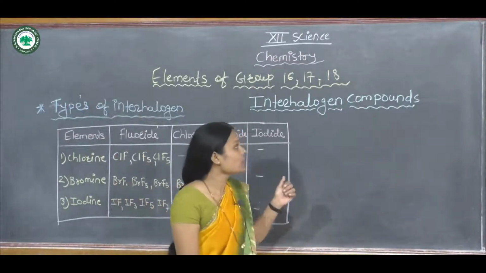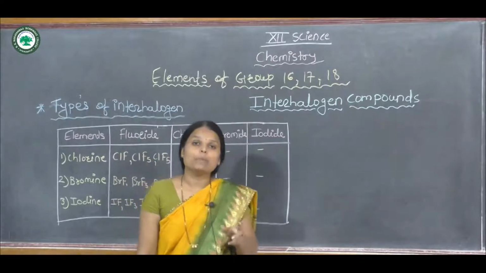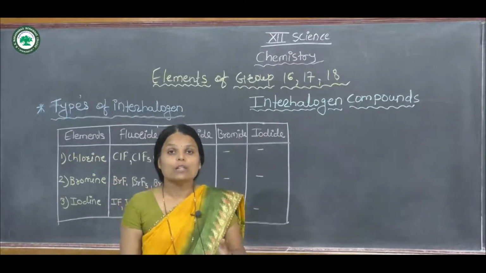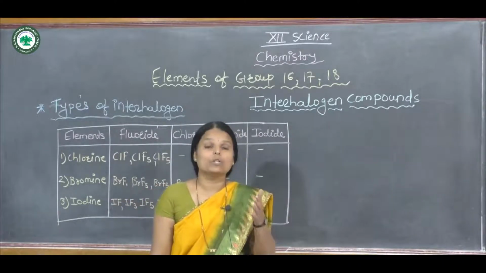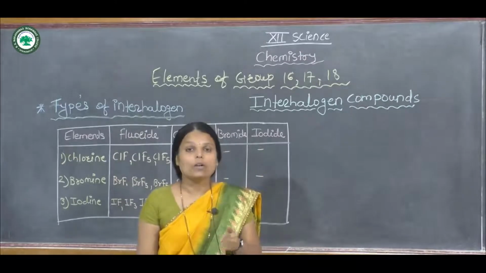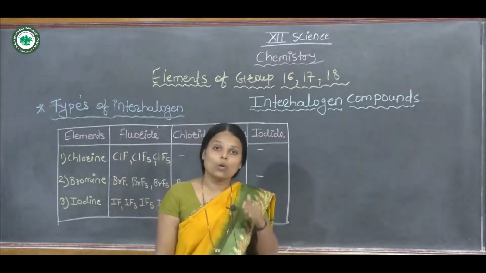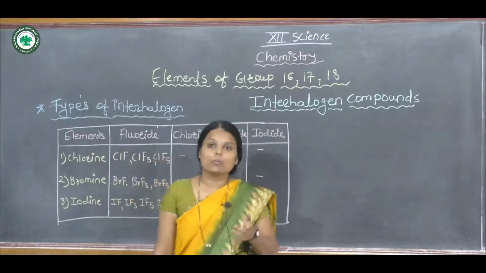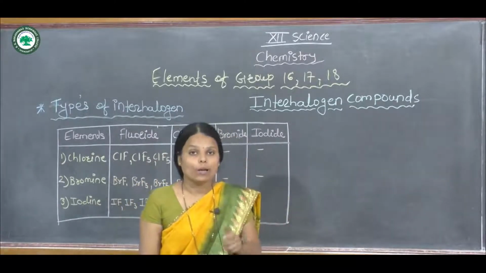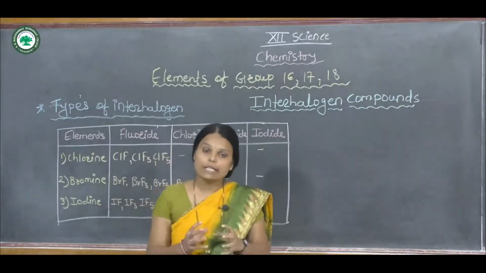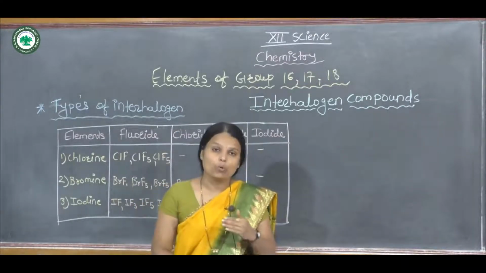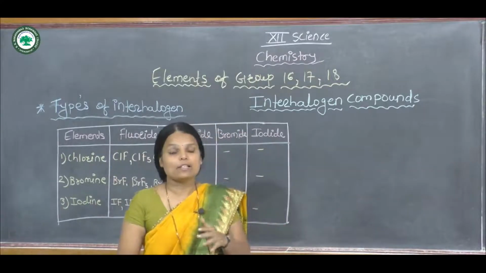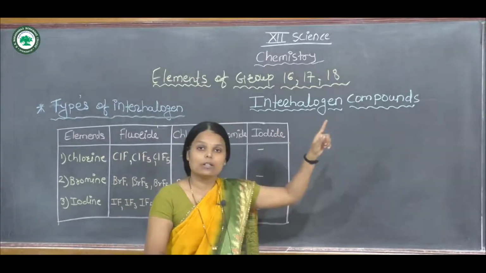In interhalogen compounds, two or more halogens combine with each other and form a new compound, in ionic or neutral form. The neutral molecule is called an interhalogen compound. I repeat, interhalogen compounds are formed when two or more halogens combine with each other to form a new neutral molecule, and those neutral molecules are called interhalogen compounds.